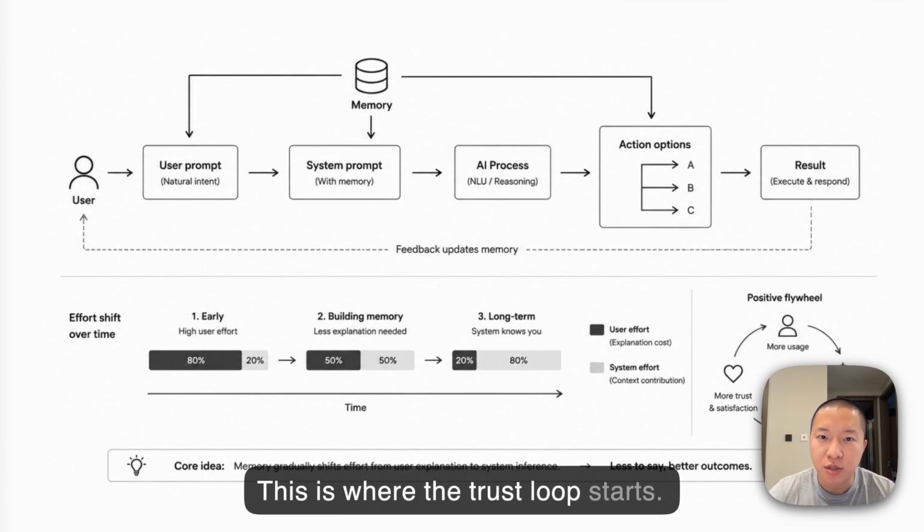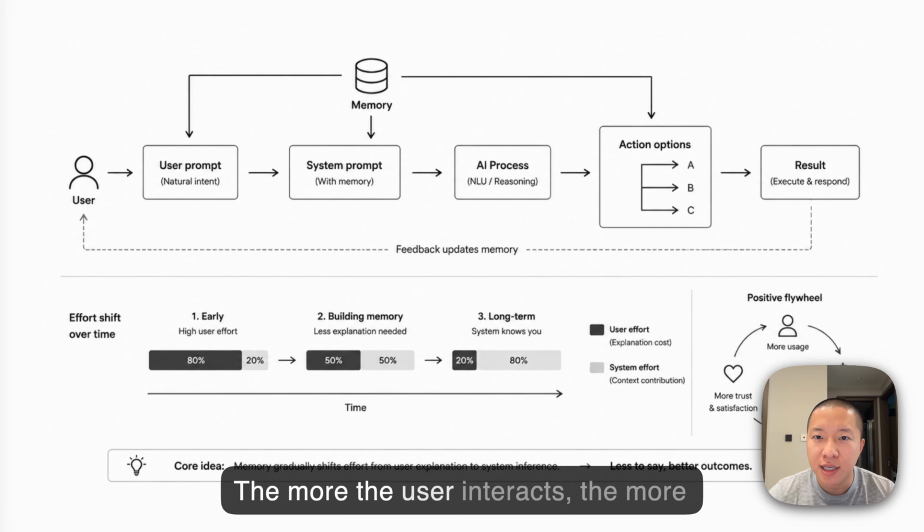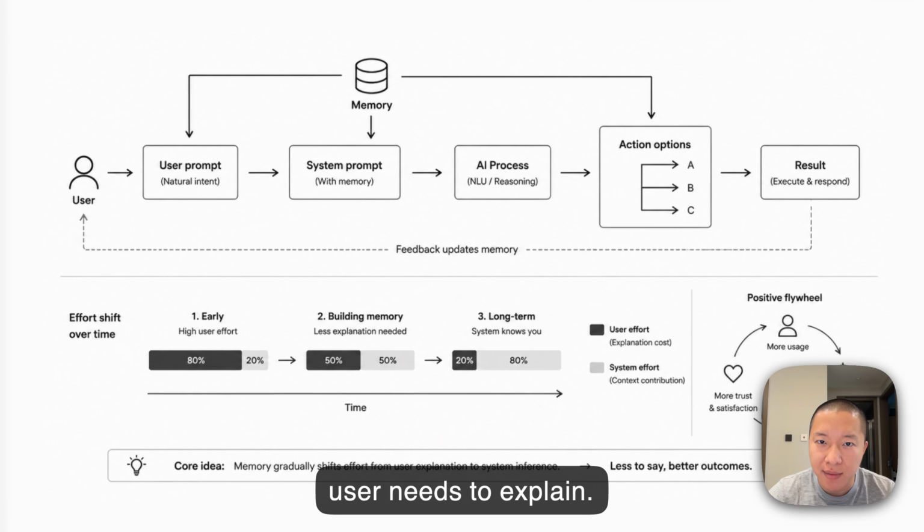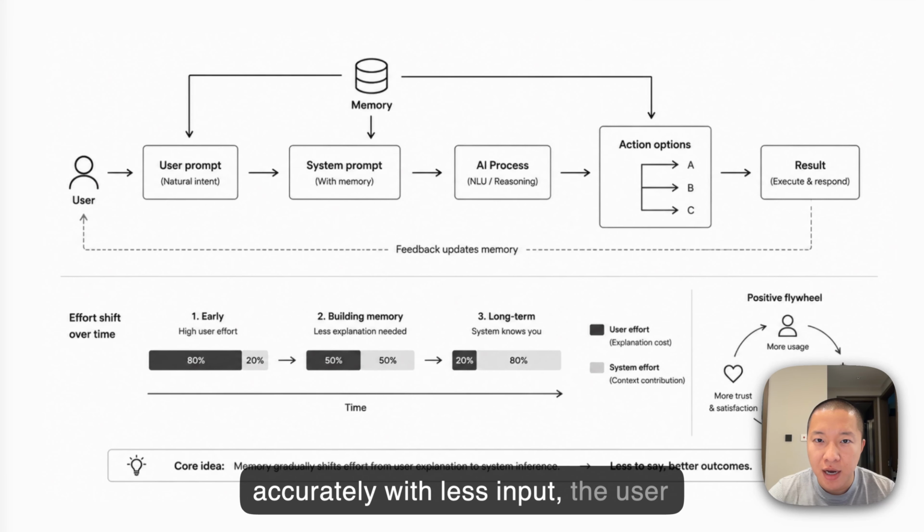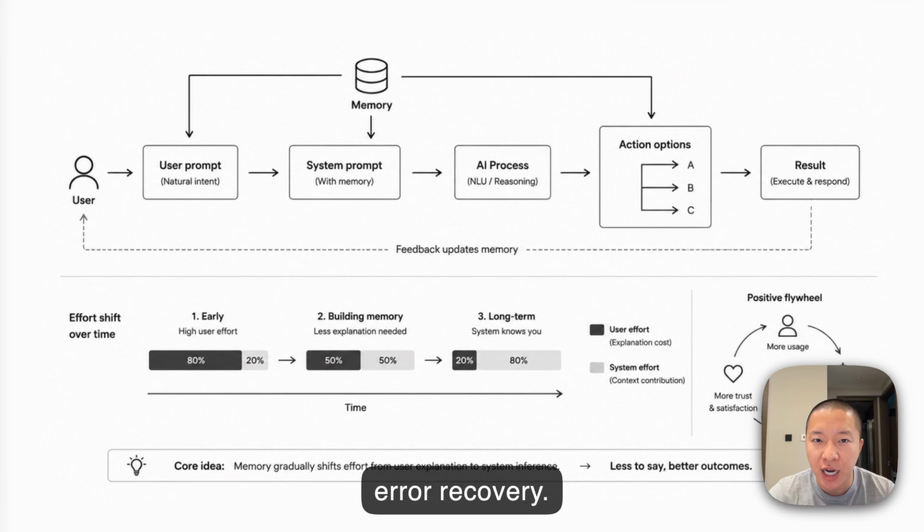This is where the trust loop starts. The more the user interacts, the more context the system has. The more context it has, the less the user needs to explain. When the system responds accurately with less input, the user becomes more willing to rely on it. In a car, this matters because the driver has very limited attention for error recovery.